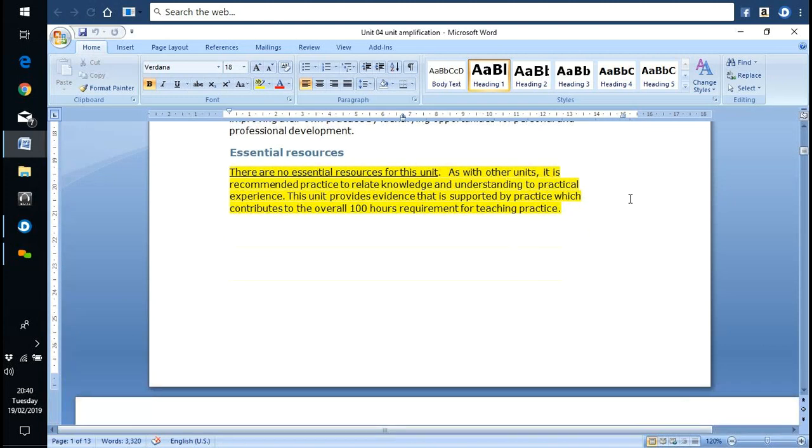Again, there are no essential resources for this unit. As with other units, it's recommended that practice is used to relate knowledge and understanding with practical experience. The unit provides evidence that is supported by practice, which contributes to the overall 100 hours requirement for teaching practice. And if you're in a position to gather documentation, it's a matter of producing the documentation and explaining how it works.